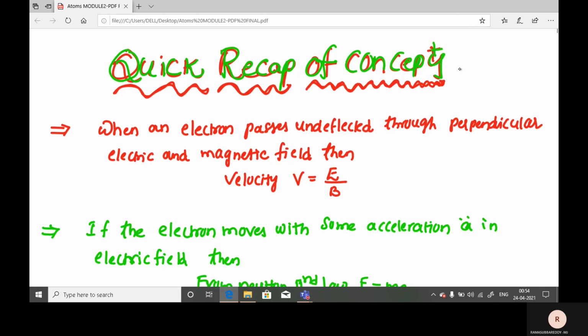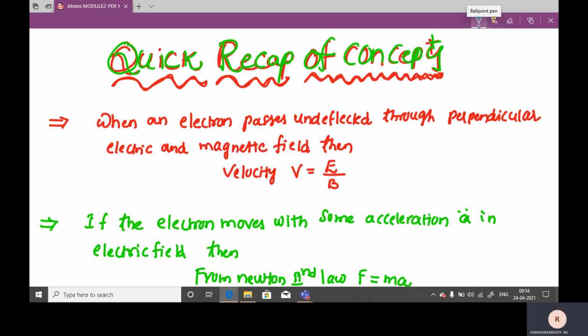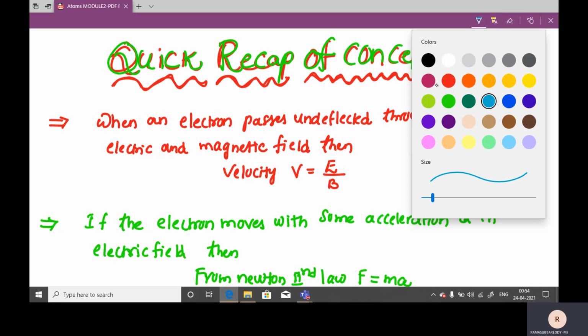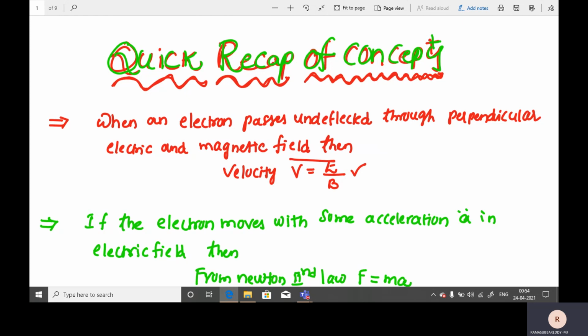First one: when an electron passes undeflected through electric and magnetic fields in perpendicular directions, what is the velocity? Velocity v is equal to E by B.